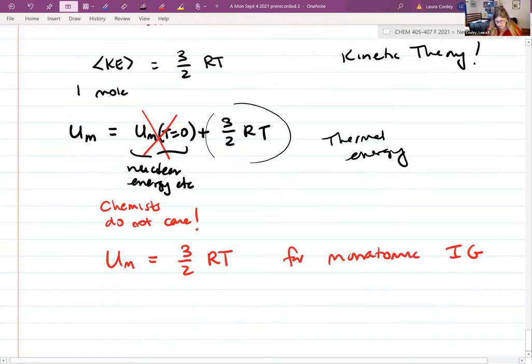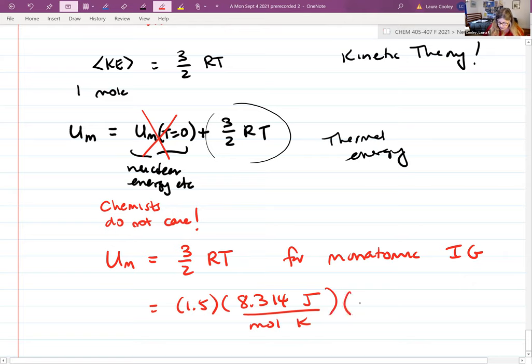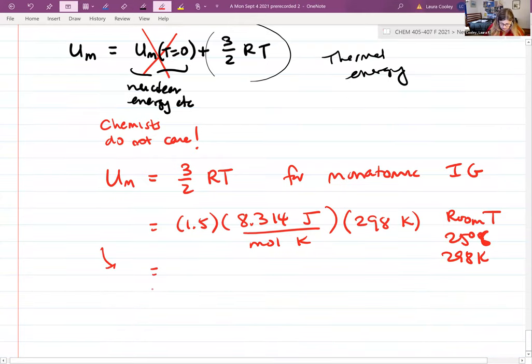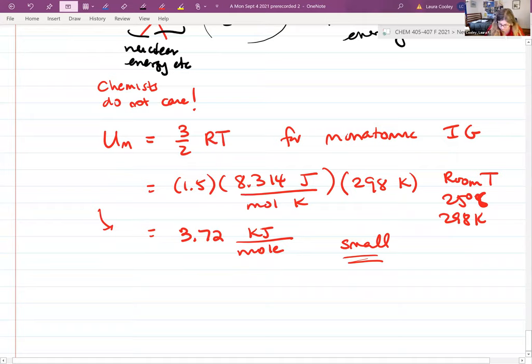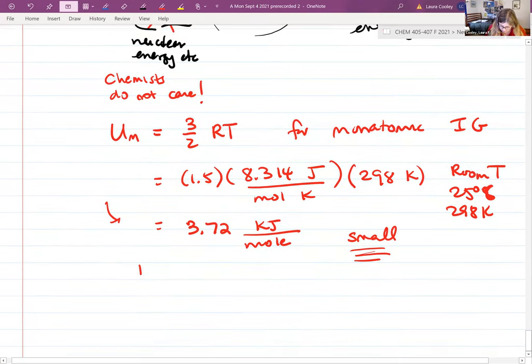And we can easily figure out what that is, right? It's 1.5 times 8.314 joules per mole Kelvin. Let's take room temperature, 25 degrees C, which is 298 K. And that comes out to, once you convert it to kilojoules, 3.72 kilojoules per mole. Not a lot of energy. This is pretty small, if you think about it. If you compare that to, say, the change in enthalpy for breaking an OH bond, that's around 300-something kilojoules per mole. So we're talking about relatively very small energies here. All right, so we can figure out U for a monatomic ideal gas, but this does not get us very far.